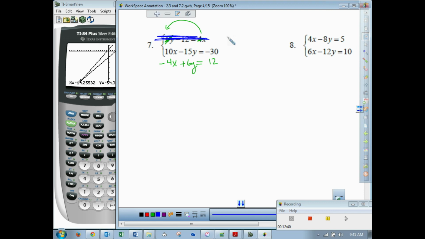Canceling a variable, it's whatever you want to. I would choose the x's since they have smaller numbers involved, and I think 20 would be a great thing. Turn this guy into a 20, turn him into a negative 20. What would I have to do to turn him into a 20? Take him times 2, of course. What would I need to do to turn him into a negative 20? Take him times 5. That'd be 20x minus 30y equals negative 50. And this is negative 20x plus 30y equals 60.